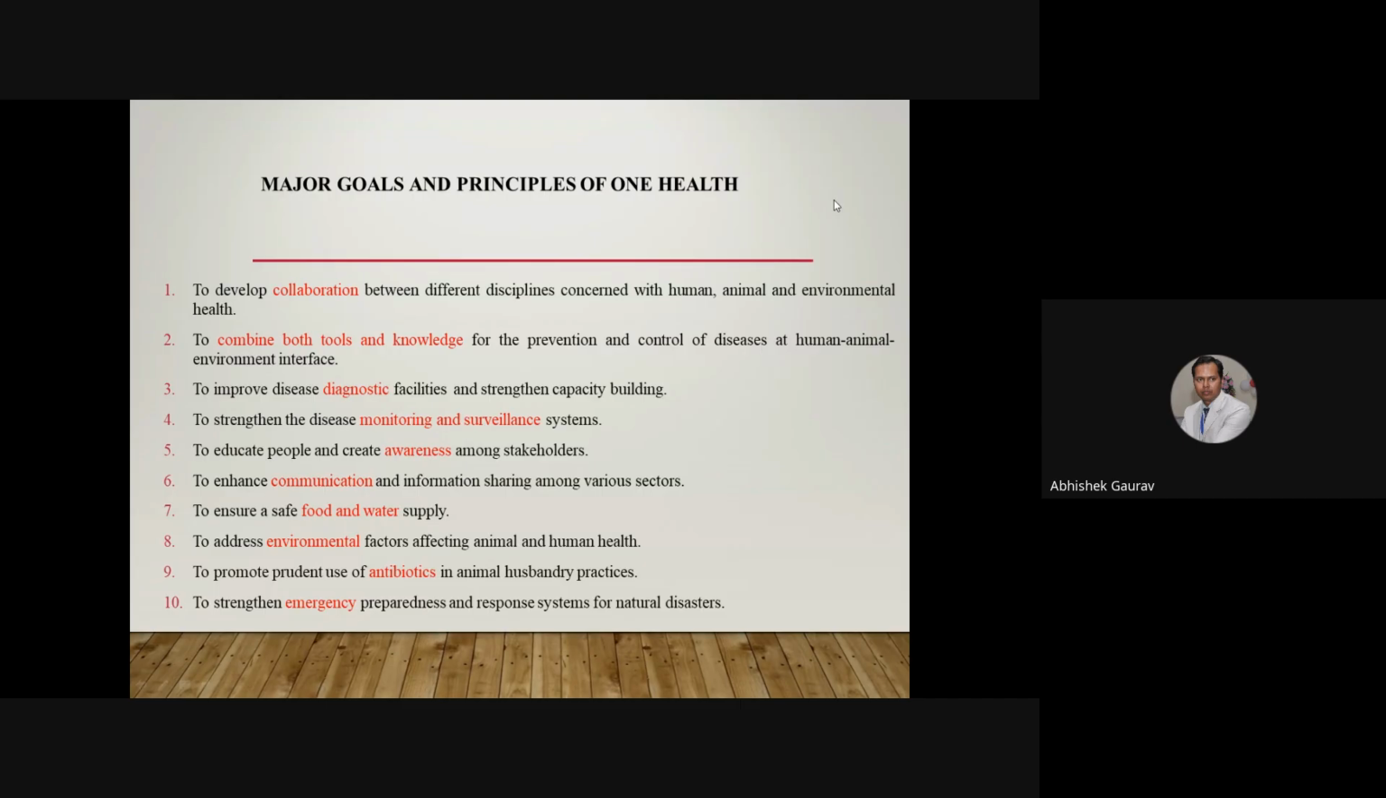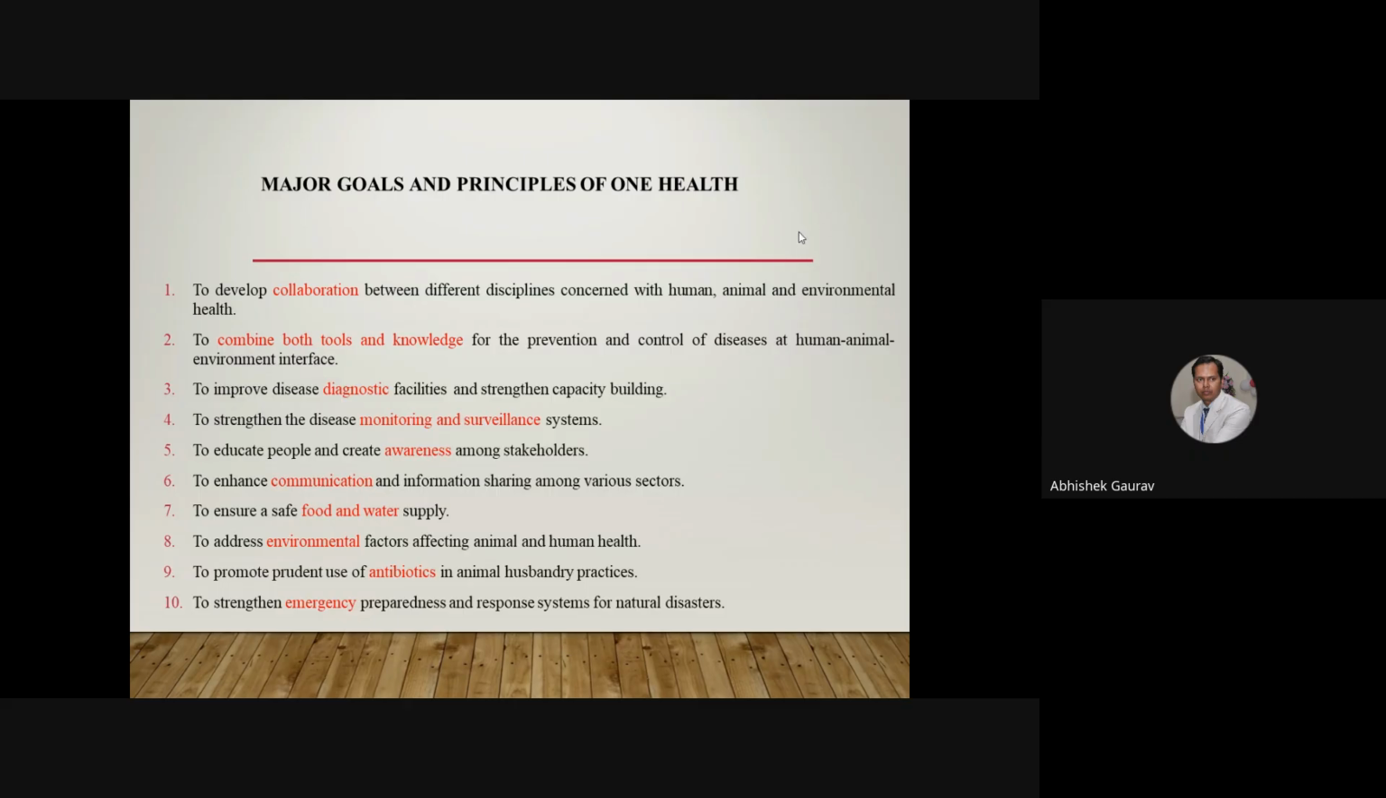As we all know, there is collaboration between different disciplines, combining the tools and knowledge for the prevention of zoonotic diseases. To improve the diagnostic facilities, we must have good diagnostic facilities. As we saw in the case of COVID, there were veterinary institutes like GADVASU and IVRI involved in the testing of the COVID samples. So this is known as improving the diagnostic facility and collaboration between the veterinary and the human sides.